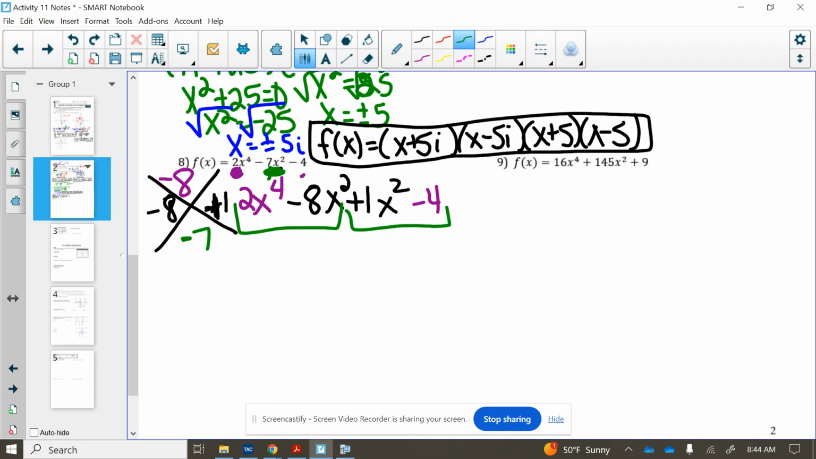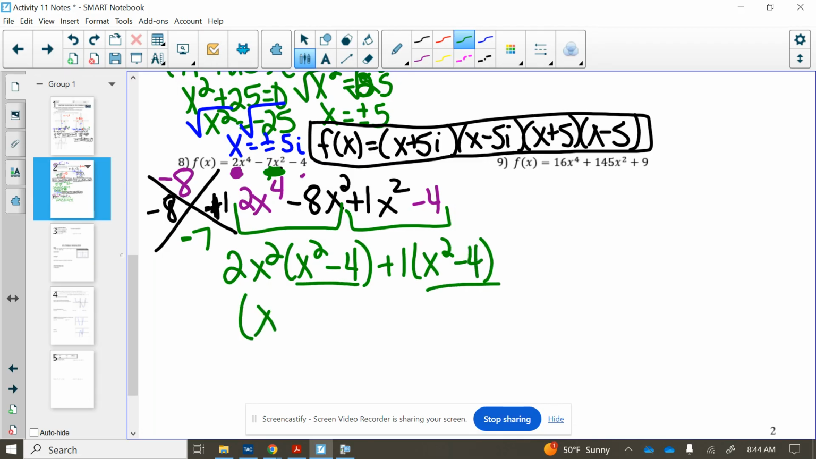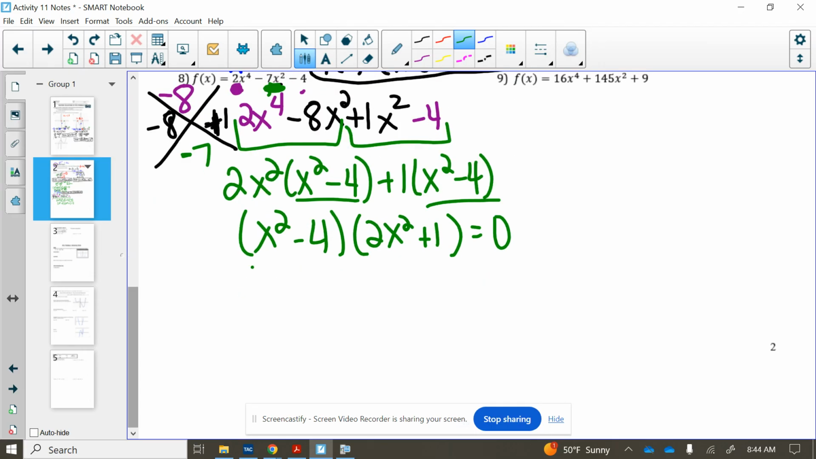From here we group, right? Take out a 2x squared. We have x squared minus 4. And then the second group, we can only take out just a 1. But we see both of these are x squared minus 4, which is a factor. And then 2x squared plus 1, which is also a factor. Last but not least on these, we are going to set each piece equal to 0. This time we are square rooting a positive, so we get plus or minus 2.